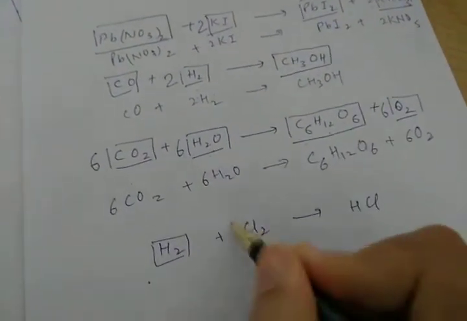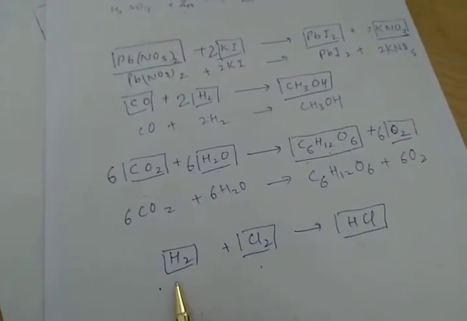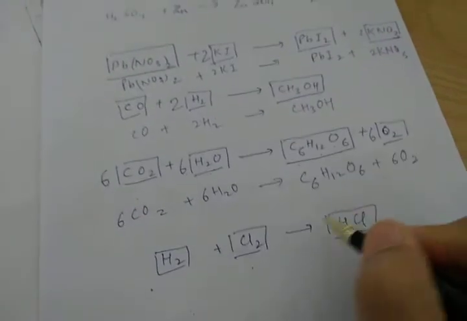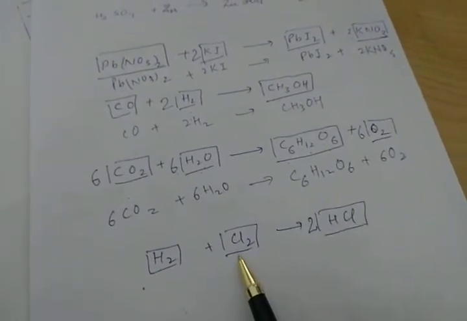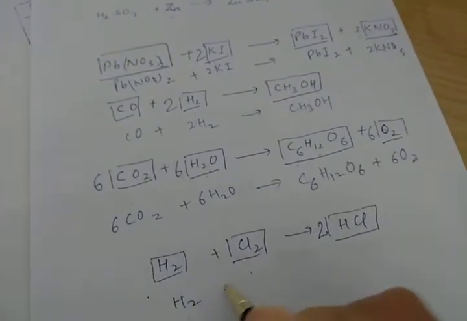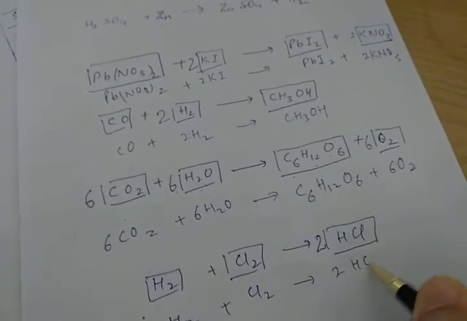Encircle them. Hydrogen on the left side is 2, right side only 1. So multiply HCl with 2. Now chlorine becomes 2, and on the left side they are already 2. So now it is balanced. H2 plus Cl2 changes into twice HCl.